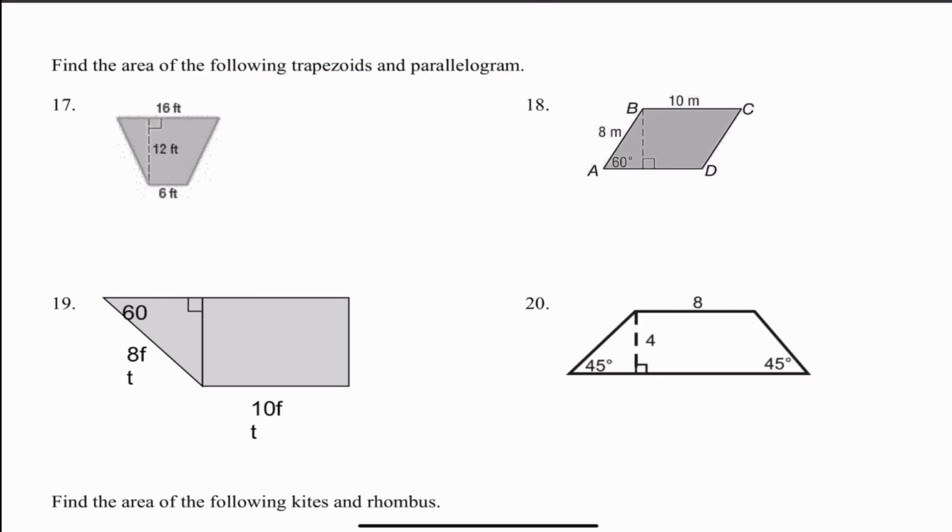All right, on to the next page of the review. It says find the area of the following trapezoids and parallelogram. Now, remember, a trapezoid is a quadrilateral with one pair of parallel sides. Number 17 is a trapezoid, and number 18 is our generic basic parallelogram.